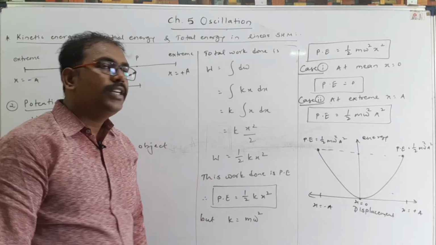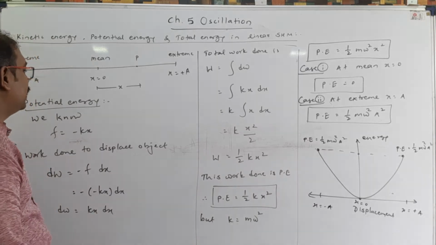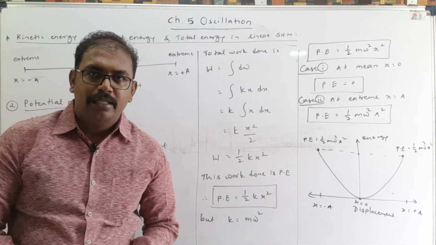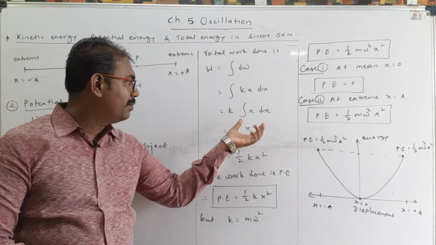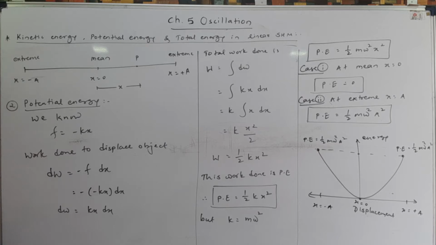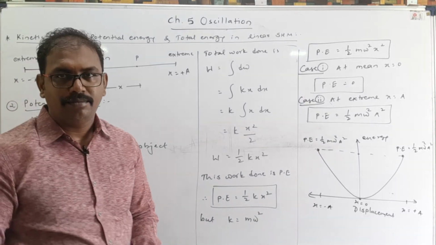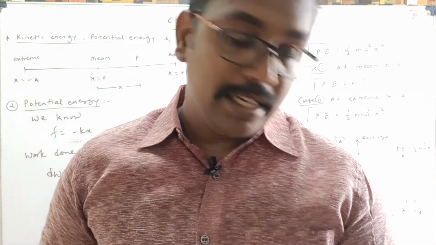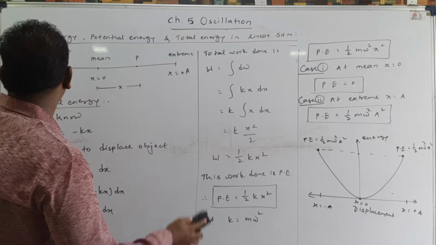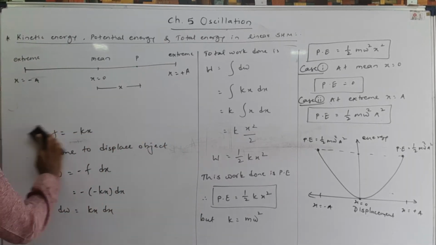I hope everyone understood how we get this expression. Simple integration we use here. And those who don't have mathematics, they can remember integration of x dx is x square by 2. Then after that, total energy also we have to obtain. Now, total energy in SHM is the addition of kinetic energy and potential energy. So next one is total energy.